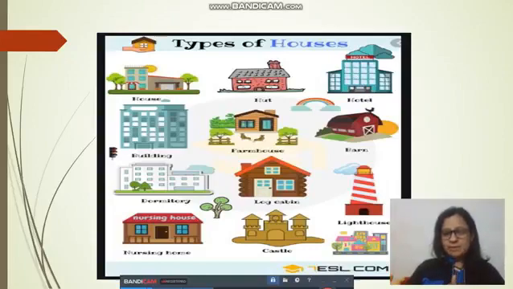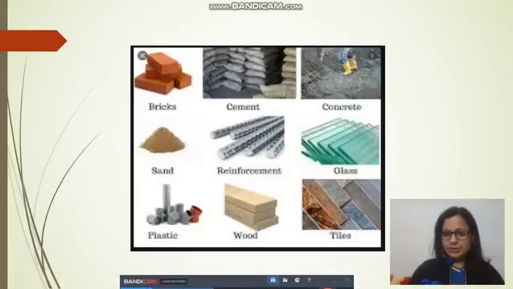So two things that we get to know from the types of houses are the building material used to build the houses and the design of the house, right? So what all building materials do we use when we have to build a house? Let's take a look. Here, bricks, cement, concrete, sand, reinforcement, glass, wood, tiles, plastic. Sound familiar? Yes, it is. These are the materials which are necessary to construct a house.